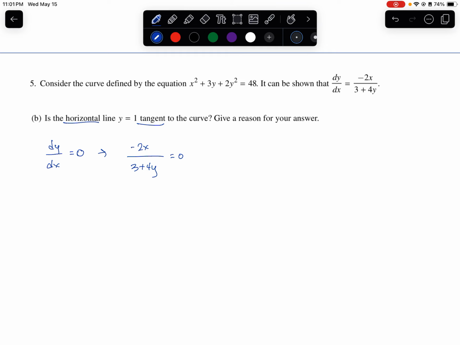I'm trying to think of too many ways of doing this. The only way that this could be 0 is if our numerator is equal to 0, and that could only happen if x is equal to 0. If that's the case, you could plug 0 in for x here and solve for y. You would have to get 1 out of it in order to confirm that. I don't think that's going to work right there, though.